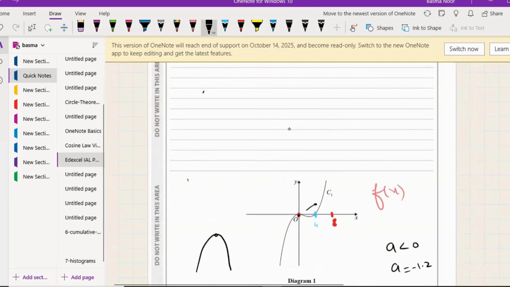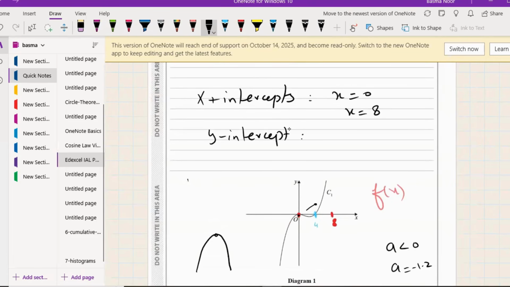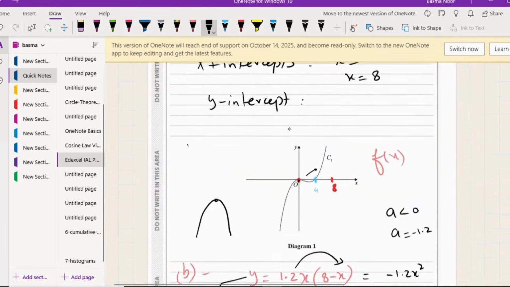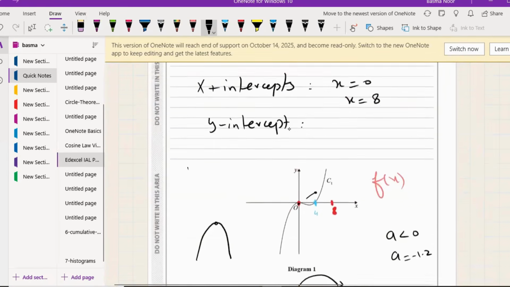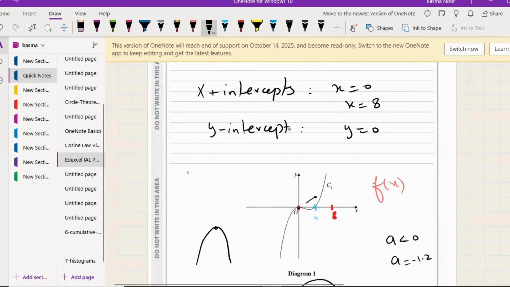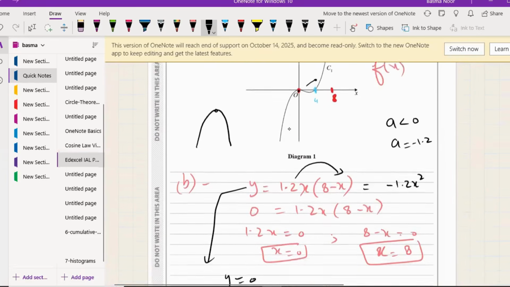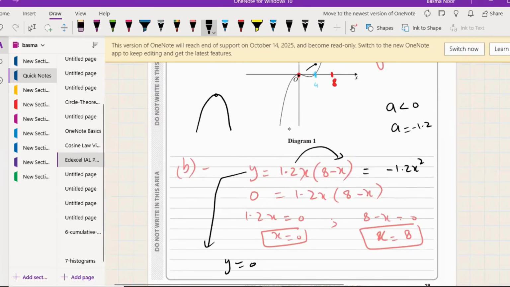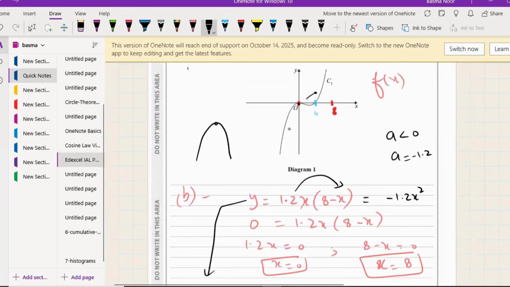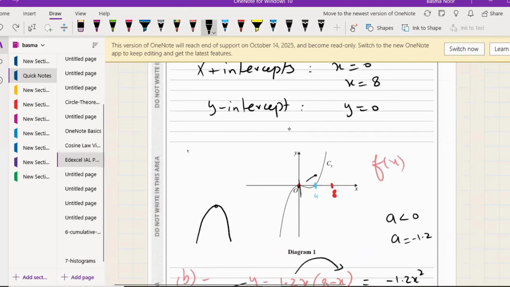Let me write it here. Your x-intercepts are x equals 0 and x equals 8. For the y-intercept, you replace x with 0 in the equation and you get y-intercept as 0. And for the vertex coordinate, you already got the x coordinate, which is going to be the middle of the two x-intercepts, which is 4.